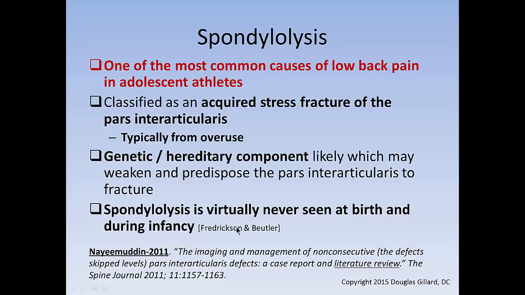We would never be able to do that study these days, but they did it. Not a single spondylolysis in 500 babies in a row. So if they occur, it's very rare. Now you can have a genetic or hereditary weakness of the pars interarticularis. We're going to see a hypoplastic pars in a little bit. So it can be genetically predisposed, but it's still an acquired stress fracture.